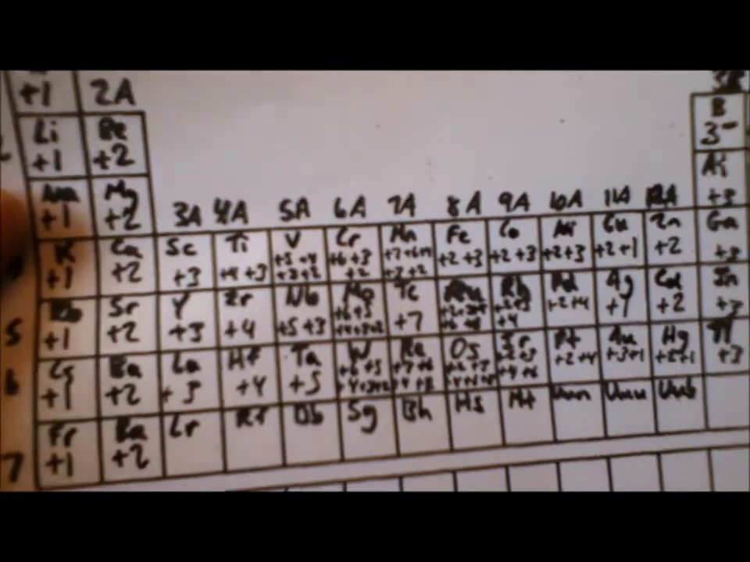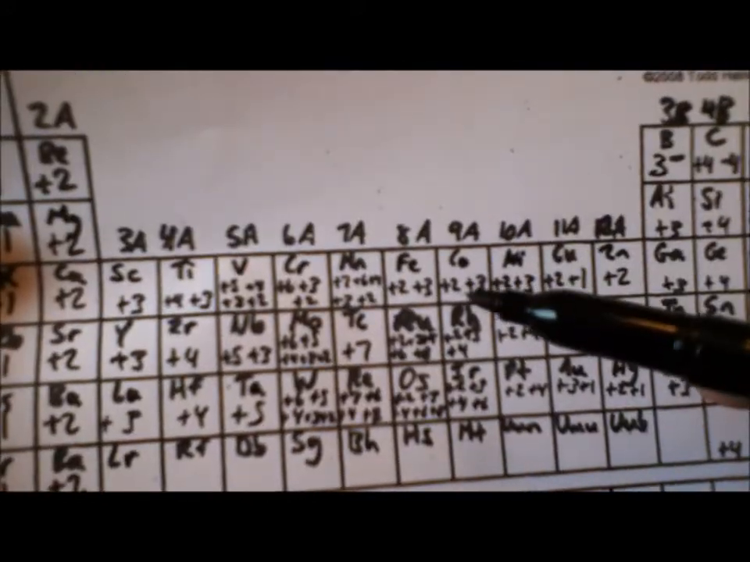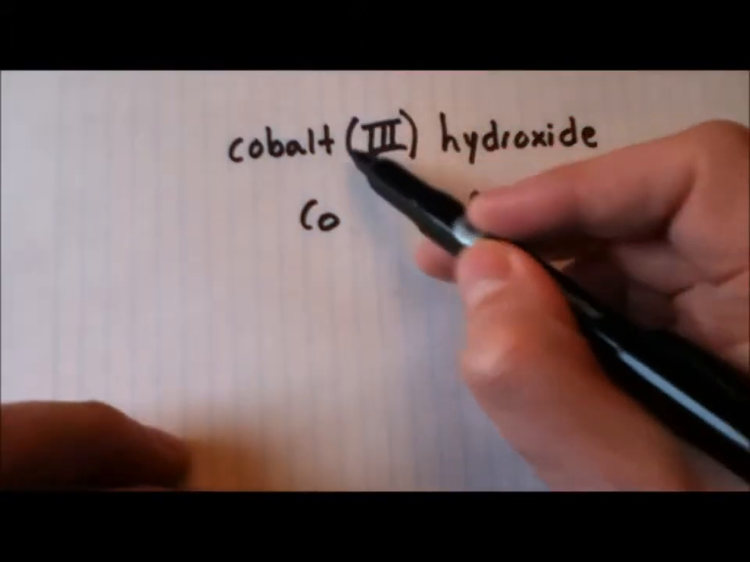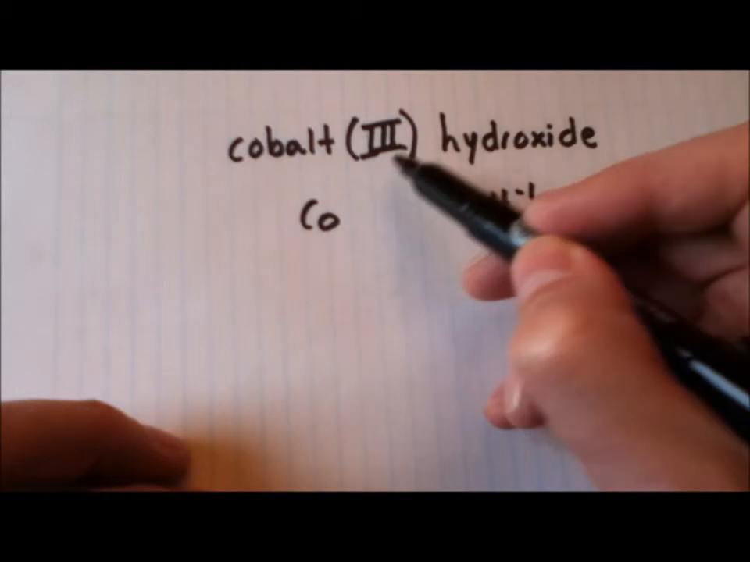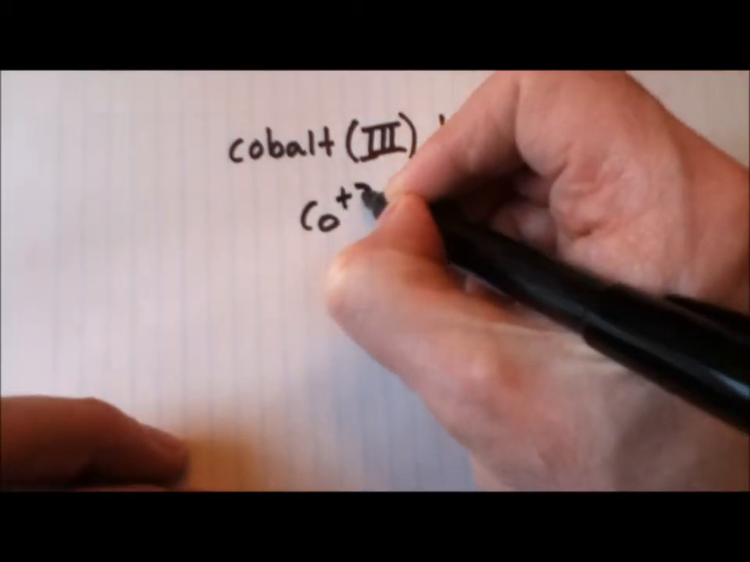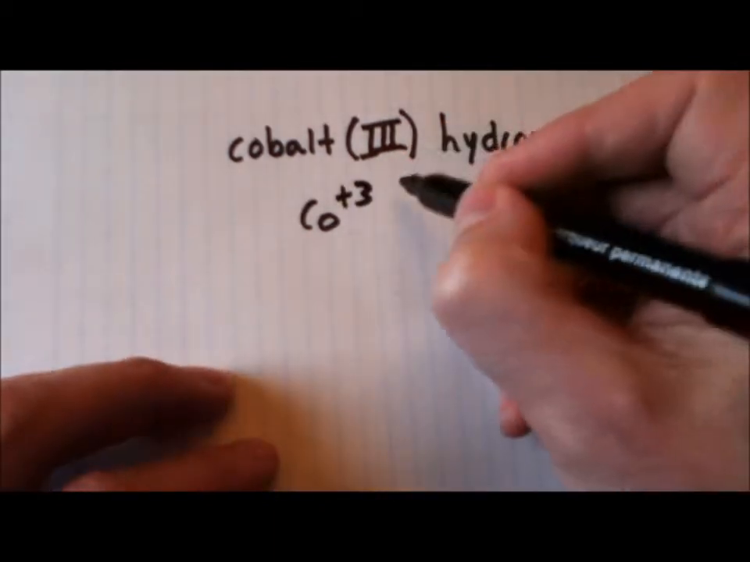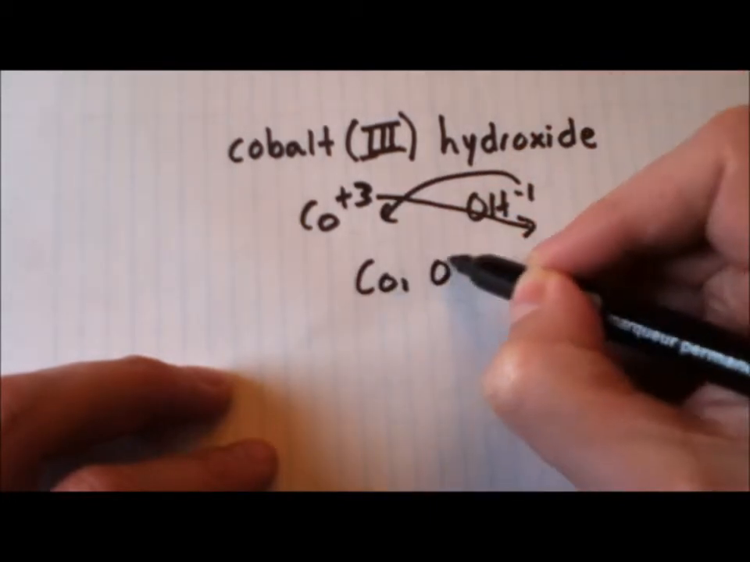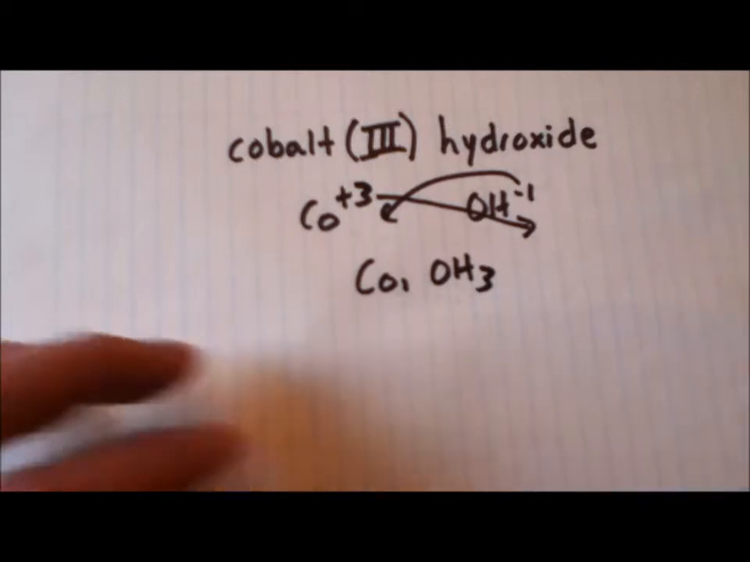Let's look at this list here. And we find cobalt, and we know that cobalt is positive 2 or positive 3. Well, which is it? Well, because we have Roman numerals in it now, we notice that it's 3, so the charge has to be positive 3. Now let's do the crisscross rule. So it's Co1 OH3.